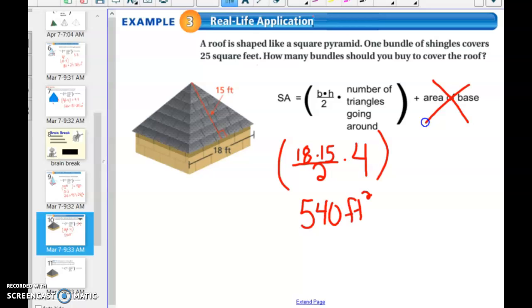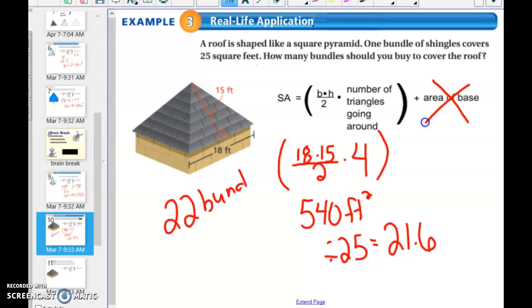squared. Now it says one bundle of shingles covers 25 square feet, so I'm going to divide this answer by 25, which means I would have to purchase, well, I get 21.6, but you can't buy 0.6 of a bundle, so you would actually have to purchase 22 bundles of shingles in order to shingle that roof.